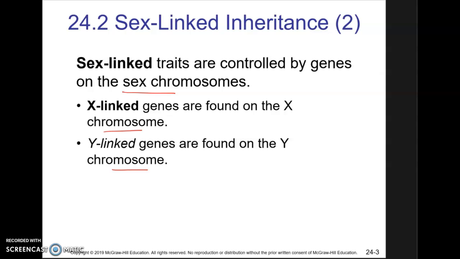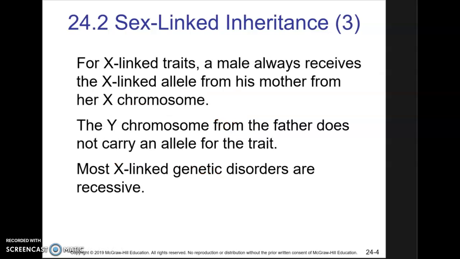All right. So here, what do we know? There are about 2,000 genes on the X chromosome, and of course there is no matching gene for these genes on the Y chromosome. For the Y chromosome, there are about 200 genes located on it. For X-linked traits, a male always receives the X-linked allele from his mother, from her X chromosome.